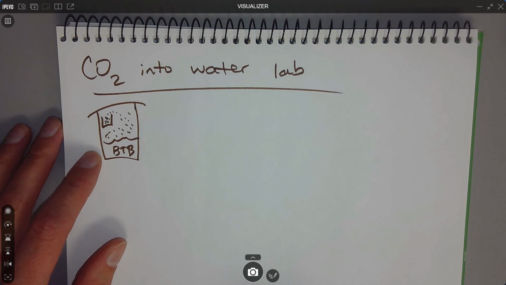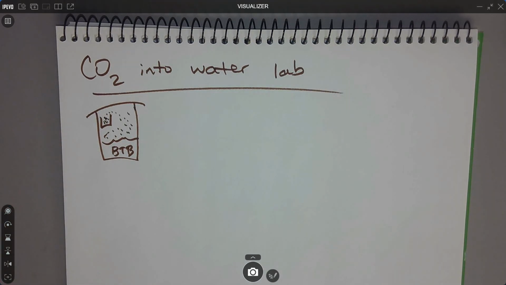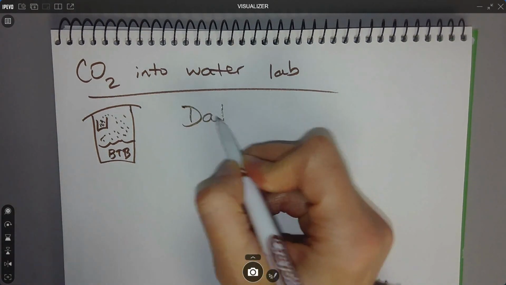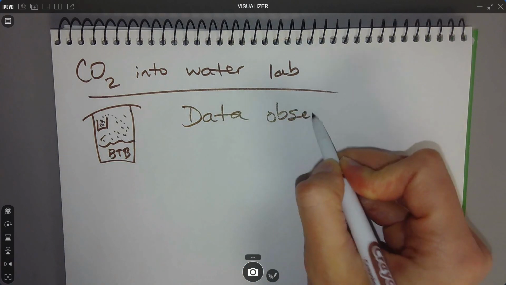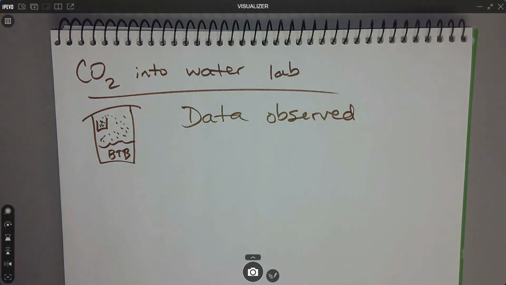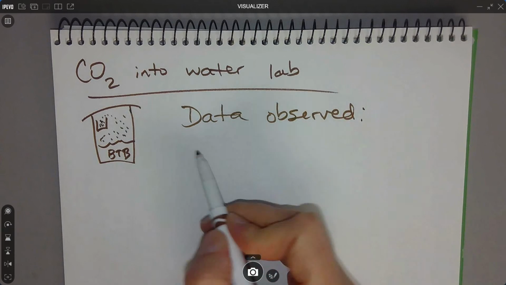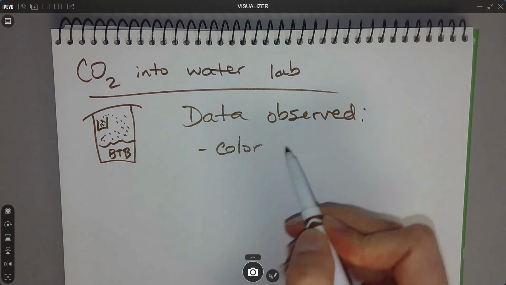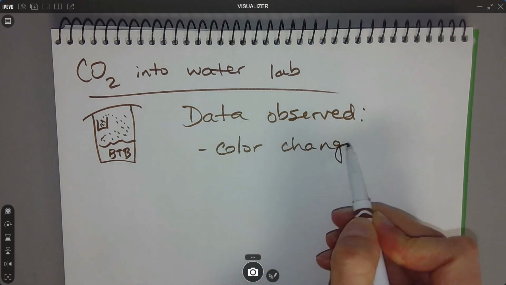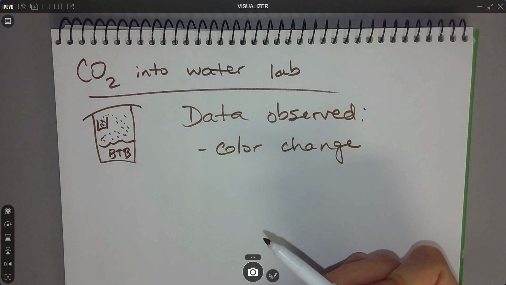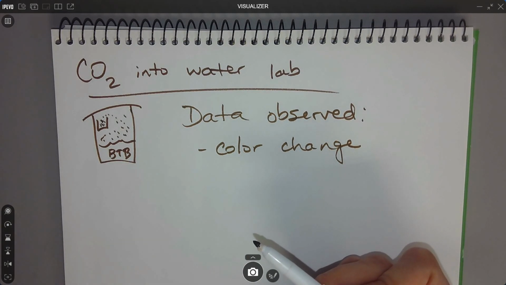What does the CO2 do in the water? Change the pH. Excellent. Okay. So, what's the data that we saw? What happened in the lab? Data that you observed was what? Color change. Time it took. How long did it take to change the color? About 5 minutes. Just a few minutes, right? Pretty quick, right?